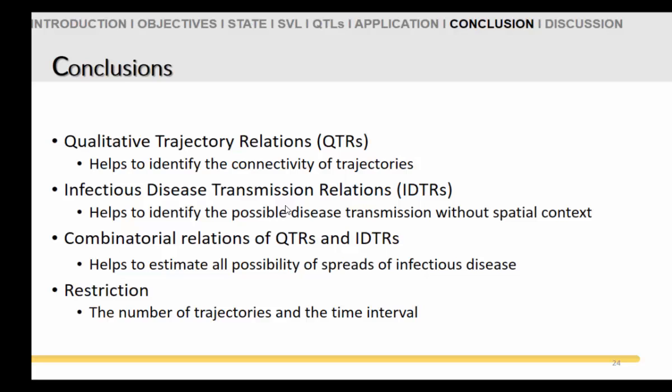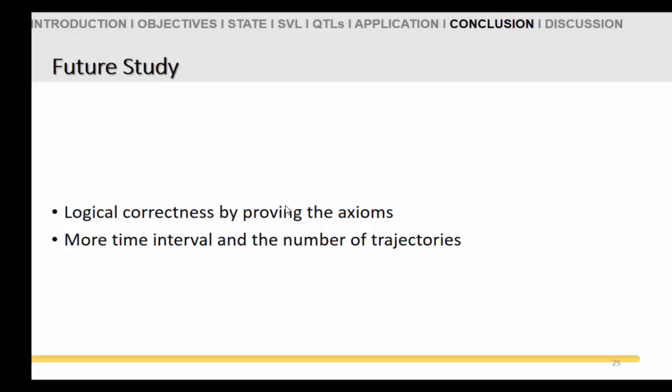For the conclusion, the qualitative trajectory relation helps to identify the connectivity of the trajectory, and IDTRS help to identify possible disease transmission without spatial context. Through the combinatorial relation between the QTRS and the IDTRS, we can easily estimate all possibilities of the spread of the infectious disease. But as a limitation, I only constrained the number of trajectories and the time interval. For future research, I would like to check the logical correctness by proving the axioms that Jeon covered last week. I will also take more time intervals and more trajectories.